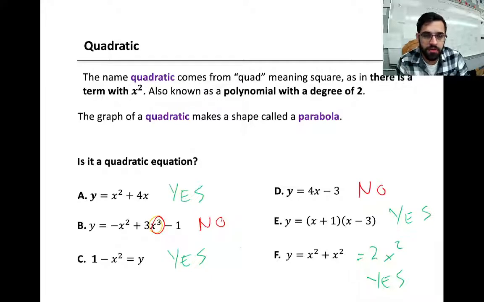We can graph a quadratic. If we do so, it makes a shape called a parabola. It looks like a U.